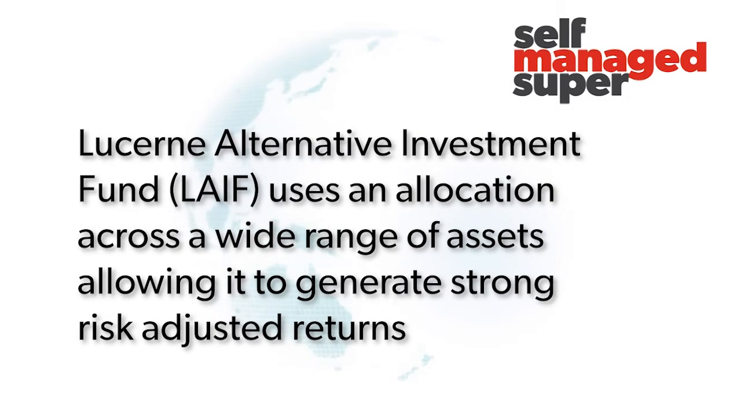So the Lucerne Alternative Investments Fund does have an allocation across all those asset classes, and it also, as a result, is able to achieve very strong, what we call risk-adjusted returns. So for the return that you're getting, the risk you're taking is quite low. For example, with our fund, with the returns in 21 and 20 being above 20% for both those years, the risk was sitting at around 6 or 7% compared to the equities markets with their volatility or risk sitting somewhere between 12 and 14%, depending on which year you're looking at.